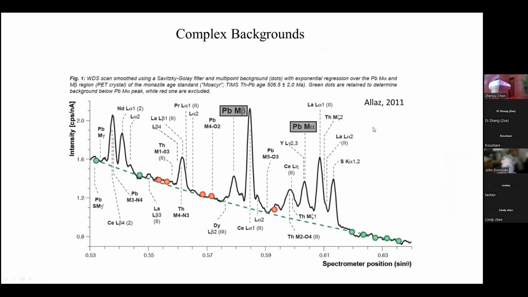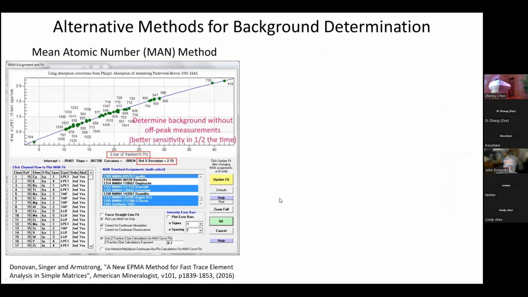All right, and then complex backgrounds. I'm not going to talk too much about this. This is when you have lots of rare earths present. There's two ways to deal with this. One is we can not measure off-peak. We can just measure a calibration curve, if you will, of the background. This is Kramers' law, basically. And we now have a very accurate way of predicting the background based on what we call the Z-fraction method, which is another paper coming out hopefully in a week or two.